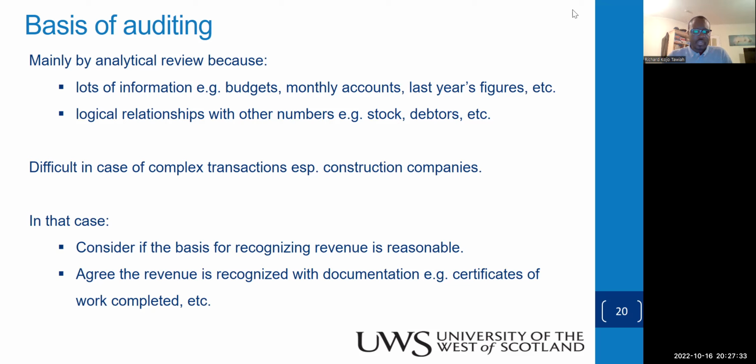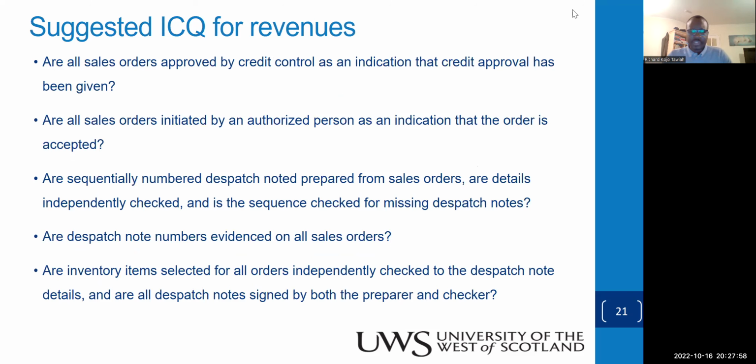It can be difficult when we are dealing with construction companies, complex transactions. That could be difficult, but there's always a way out. Now, in that case, consider if the basis of recognition is reasonable. For example, if it is in stages, agree that the revenue is recognized with documentation. If I tell you I finished 40%, I need to provide certificates of work completed to that 40% to get my revenue. There are a lot of internal control evaluation questions that you could ask for revenue. So I'm going to run through this quickly.